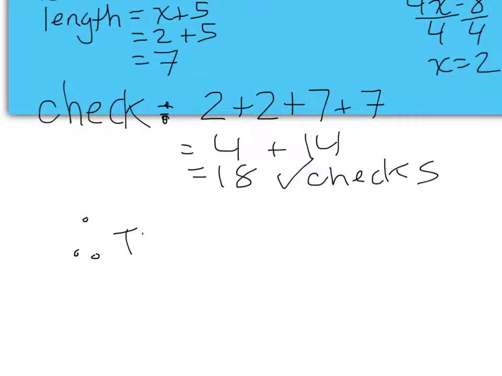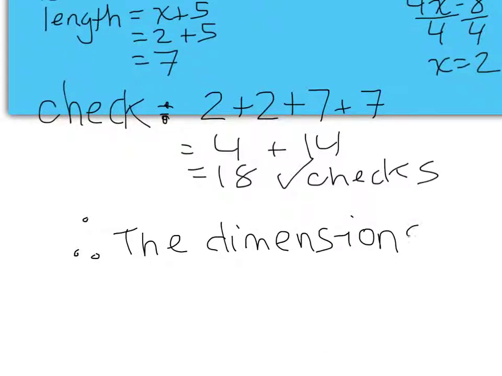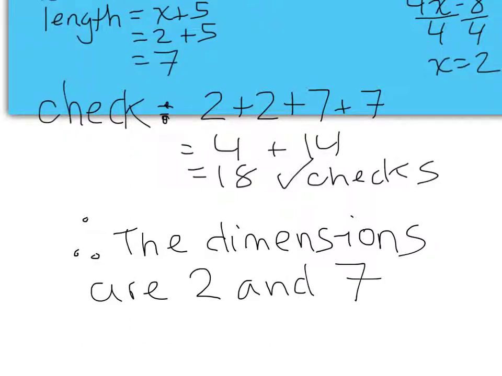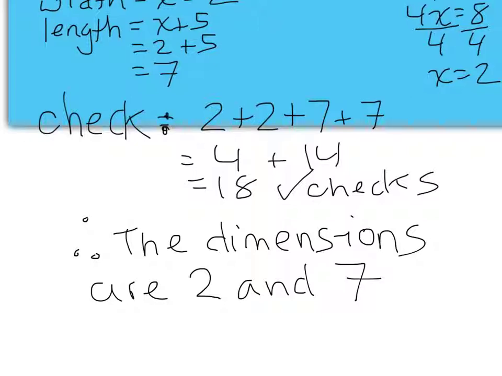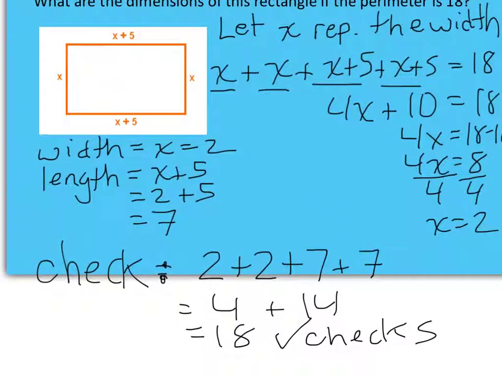Therefore, the dimensions are 2 and 7. And you're done. If we were to look around, we have our let statements, we have our equation solved properly, equal signs lined up, a legend telling us what things are, and then solving for length and width, 2 and 7. We have a check just to make sure we're correct, and then our therefore statement, and you're done.